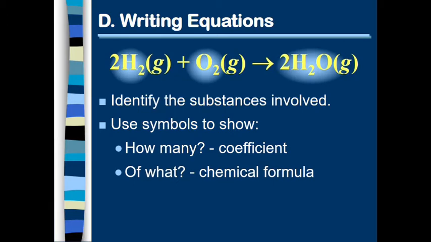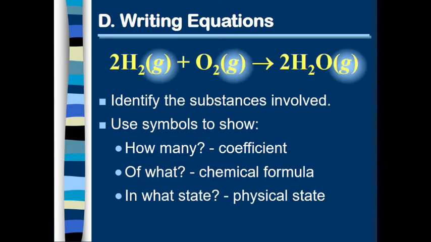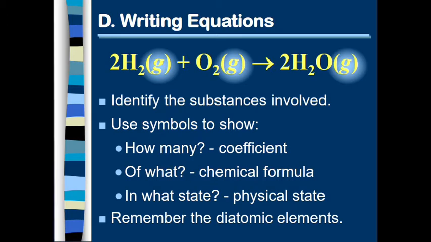We will show of what, so you identify those compounds. So that's hydrogen, oxygen, and water. And in what state, all of these are gases the way it's written. So again, remember your diatomic elements. There are 7 of these.